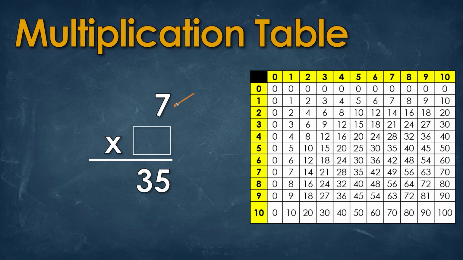Now let's try this example. We have 7. We're going to multiply by something to get 35. So if we start with 7, we can work our way down till we get to 35 and work our way back to see that we are multiplying it by 5. So 7 times 5 equals 35.